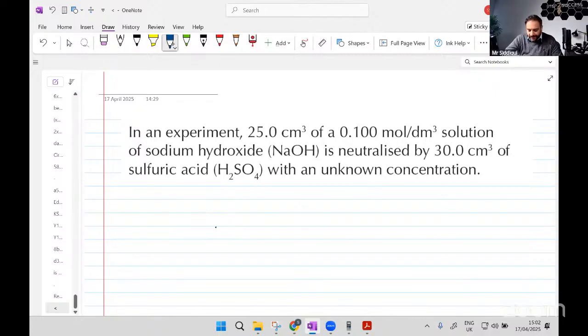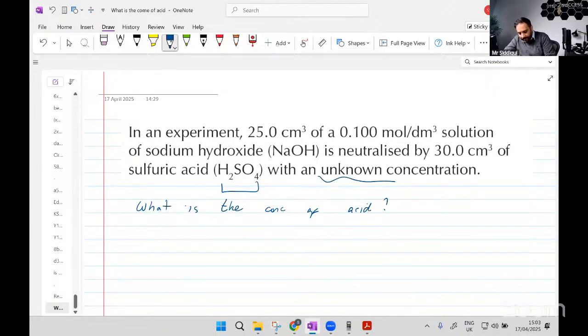Focusing on this. So the question here, which I've just taken from actually a textbook, so it's not an exam paper question, but it basically is what this says here, which is a bit of a mouthful if you're reading all of it. The question is basically what is the concentration of the acid used in this reaction, which is the unknown concentration that it refers to in the question. So what is the concentration of the unknown acid?